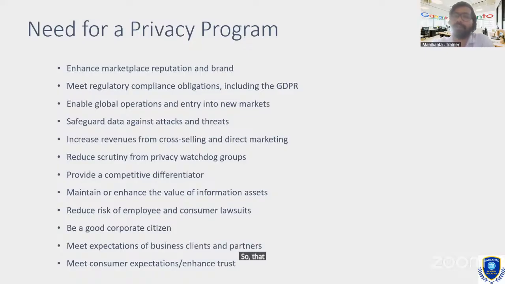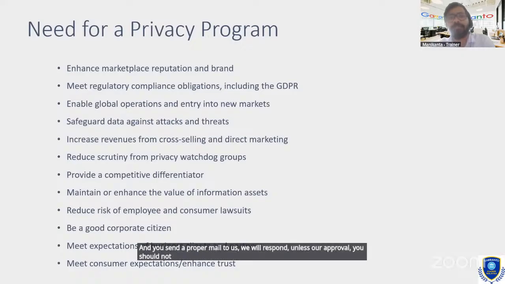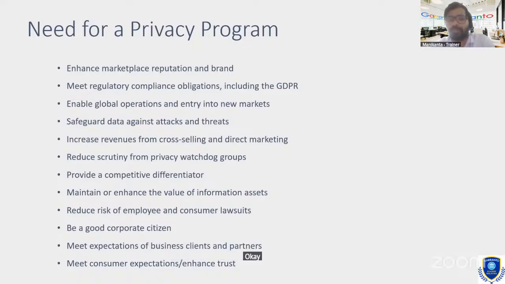So that's what we need to do in an organization. The organization collects a lot of data, and they process it. Now the law is saying that if you are collecting information of customers, you should not sell it to any company. If you sell it, please notify us. If you are selling the same data to a company abroad, which is not from your country, then you do due diligence and send a proper mail to us. We will respond. Unless we approve, you should not send it. This is called cross-border transfers.